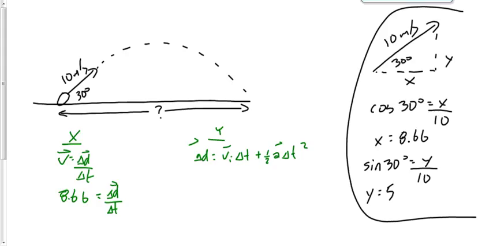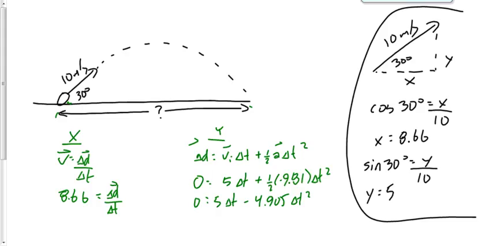0. Good. Horizontally, it starts here and ends here. But vertically, it starts here and ends here. It ends up at the same height, right? So let's make delta d 0. The v_i is 5, the y component of it, times t plus 1/2 negative 9.81 times t squared. Let's simplify this a little bit. Half of negative 9.81 is negative 4.905.